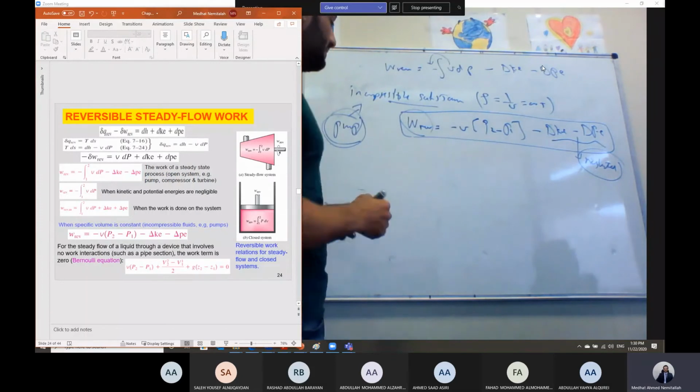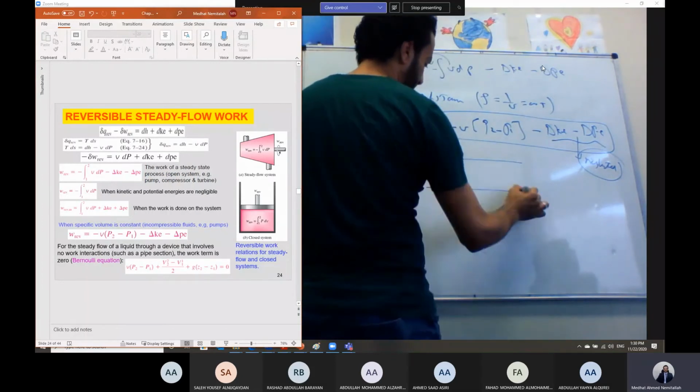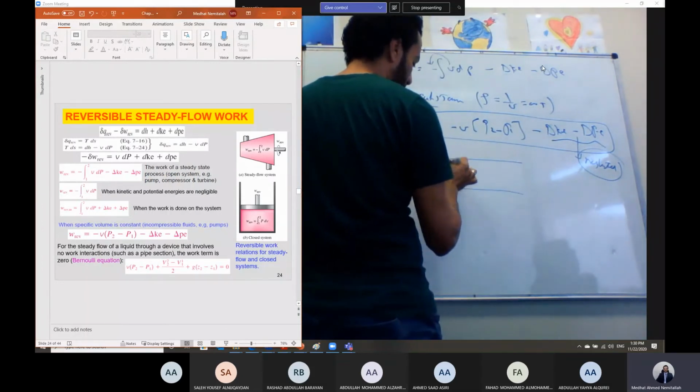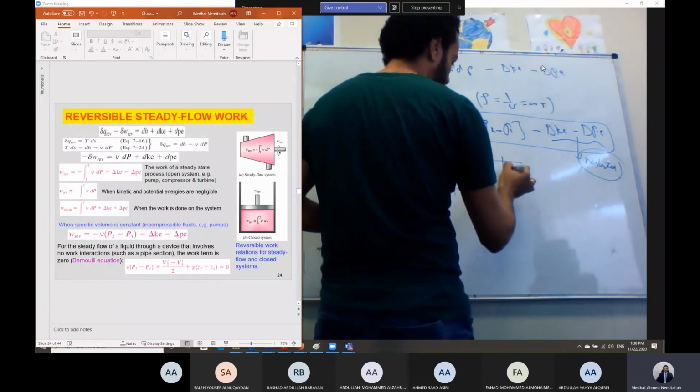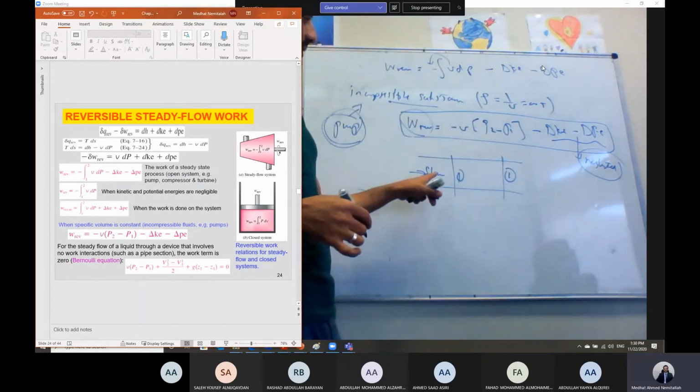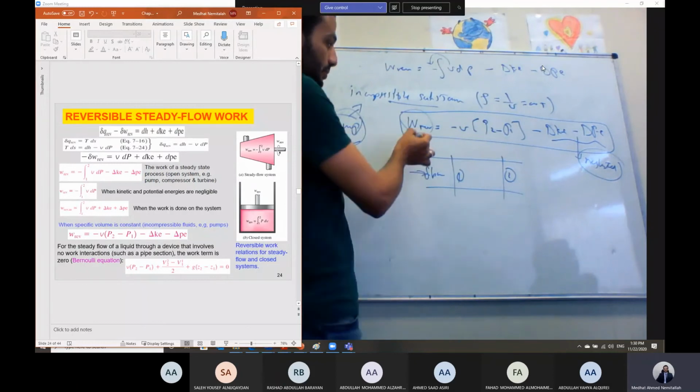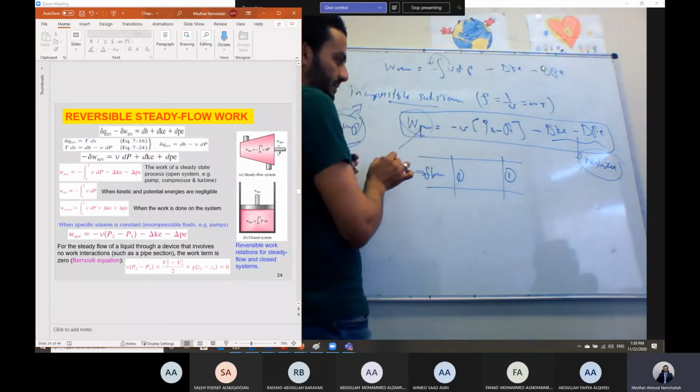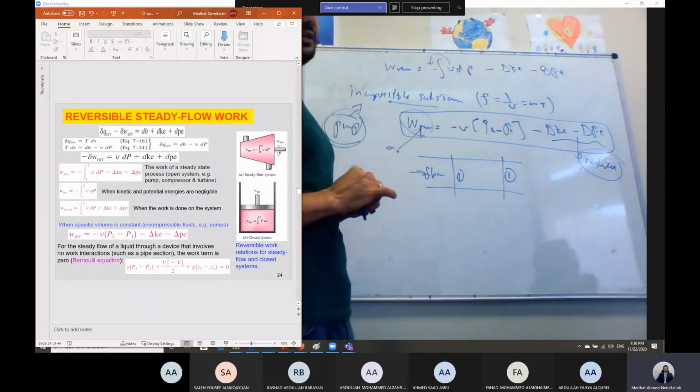Incompressible substances. But if we have just a flow inside a tube, this flow is moving from cross section 1 to cross section 2. As we have just a flow, we don't have work. Okay, so in this case, we have just a flow, so we don't have work.